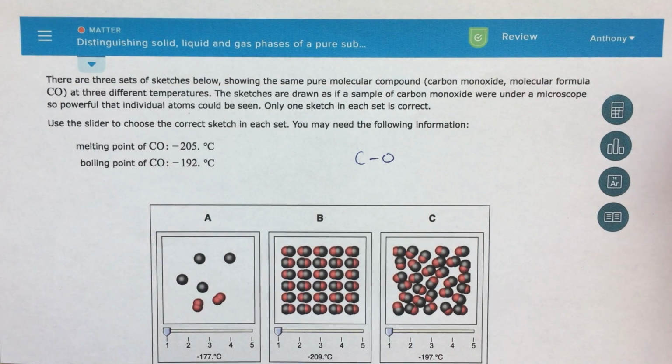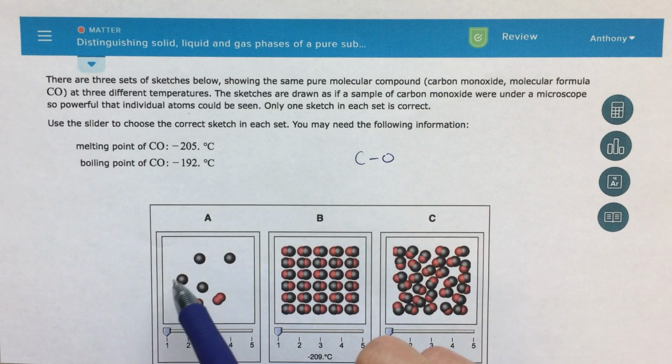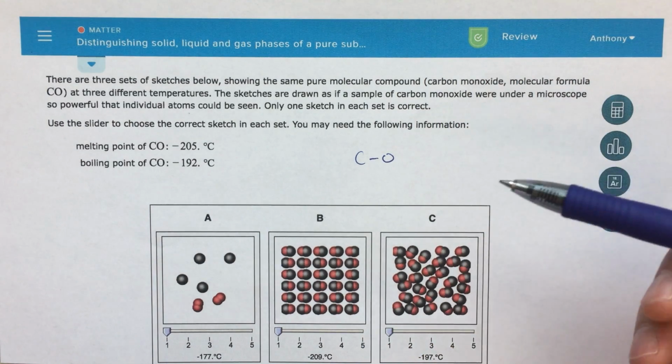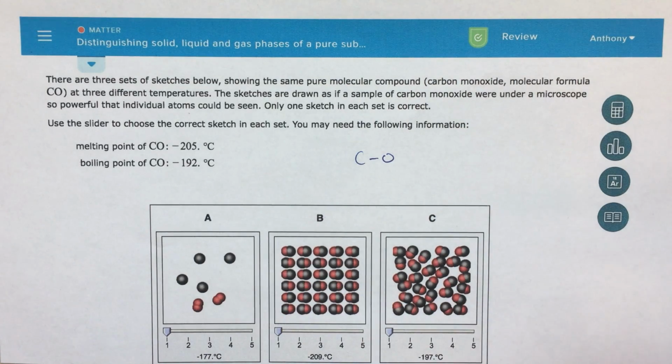All right, class, so this is an ALEKS topic that's called Distinguishing Solid, Liquid, and Gas Phases of a Pure Substance. This particular problem, we've got these diagrams with these sliders to select different diagrams. Obviously, we can't do that here, but I've printed out examples of all of the pictures to show you.